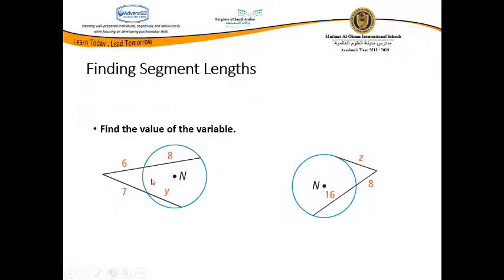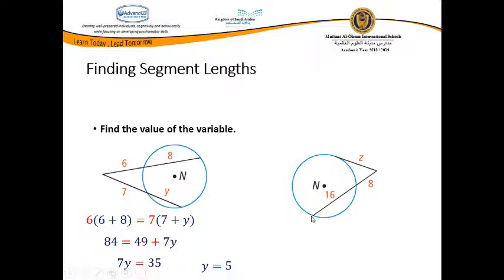By solving these two questions, we find the value of the variable. According to our theorems, if two secants intersect outside the circle, then the product of the outer segment and the whole secant are equal. That means 6, the outer segment, times the whole secant 6 plus 8 equals 7, the outer segment, times the whole secant 7 plus y. Let's solve: 6 times 14 equals 84. Using the distributive property, 7 times 7 plus 7 times y, so 84 equals 49 plus 7y. Solving, 7y equals 35, then y equals 5.